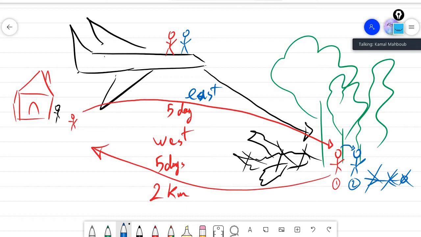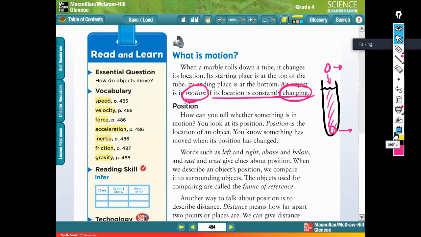Now let's go back to the book to read more about position and motion. Look at this example, guys, about the marble and the tube. Here we have location. Now we have up and down. We have here up and down, or up and at the bottom. Now changing location means motion. Changing location means motion. Complete, Hamza. Position. Yes. Excellent.